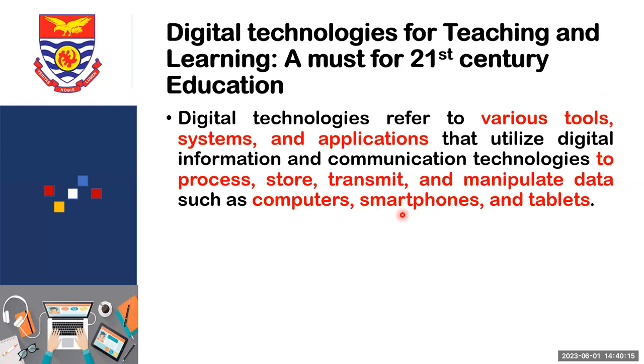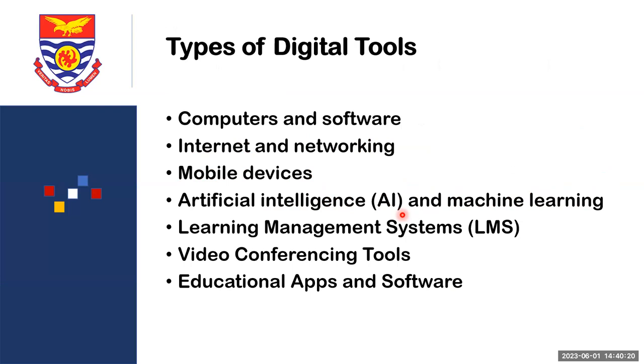The types are computers and software. That is the personal computers that you are using, the laptops. Many people are using different types of laptops with different processing power, the servers that we use in our institutions, and the software programs that enable processing, graphic design, programming. These are software that we are using everywhere in different organizations.